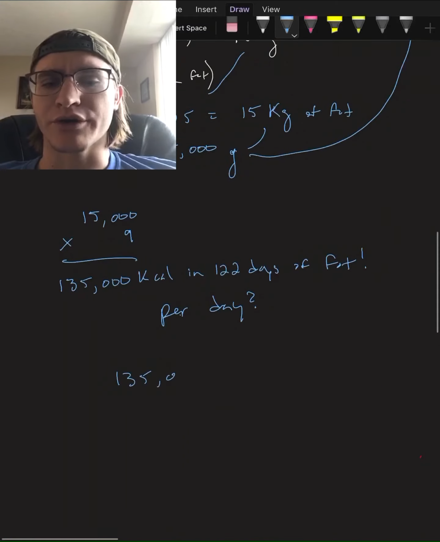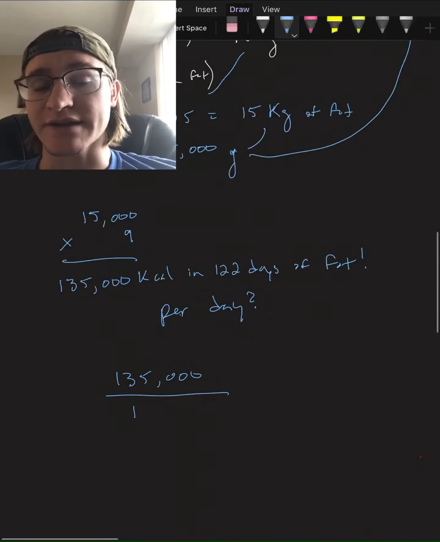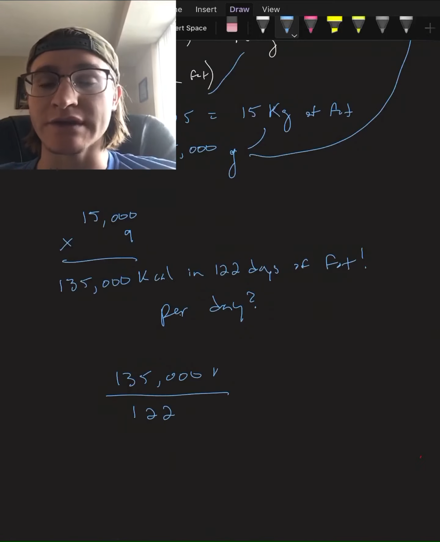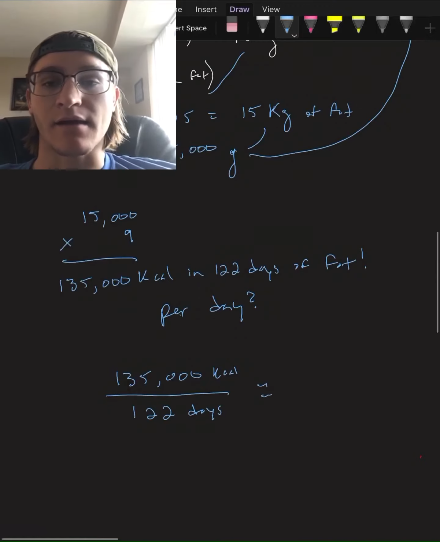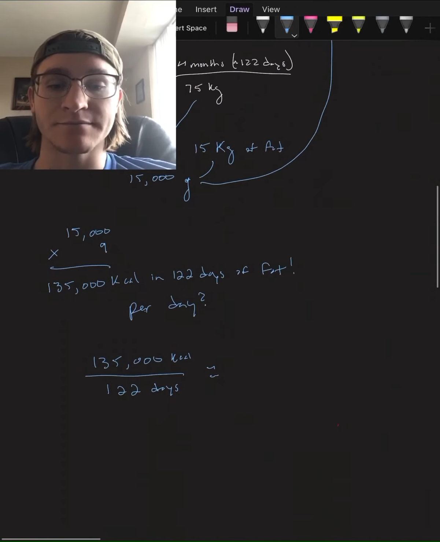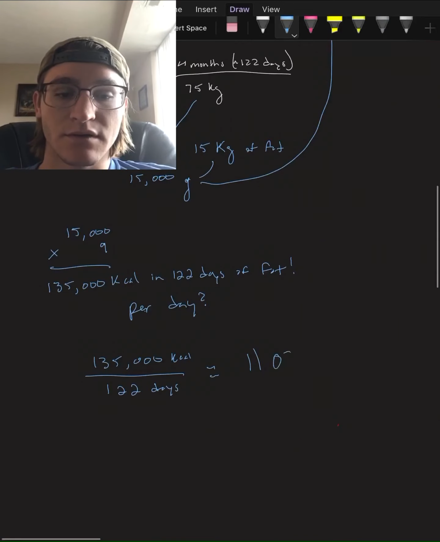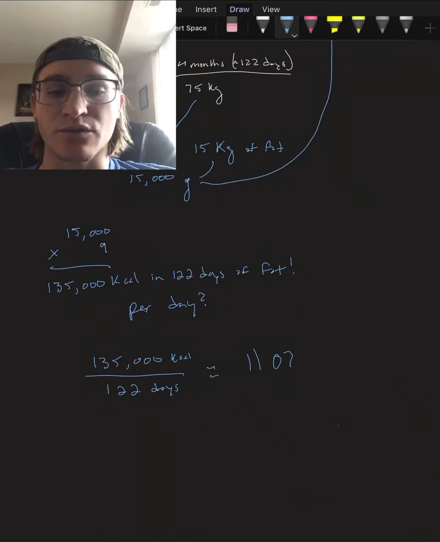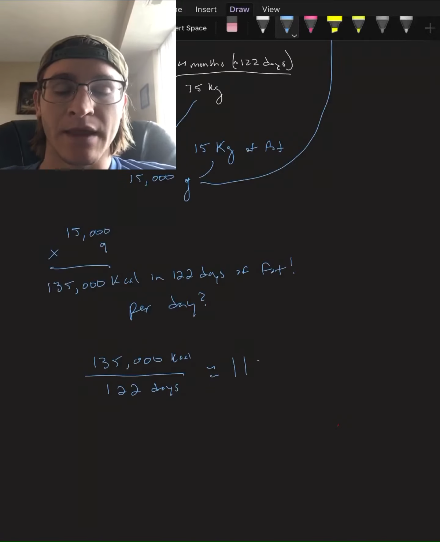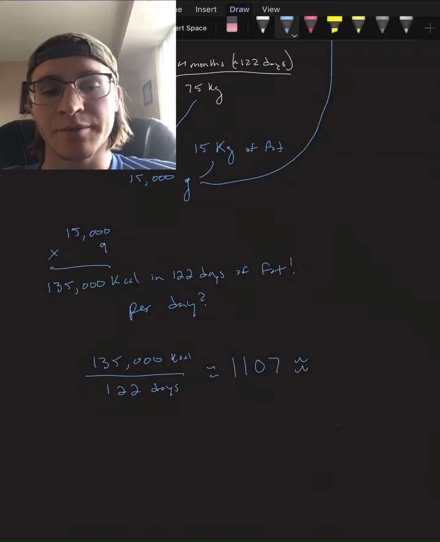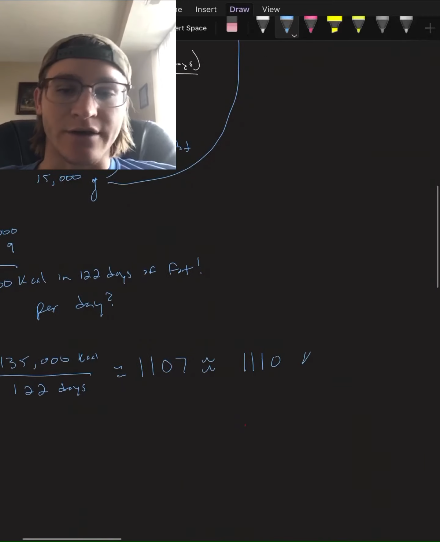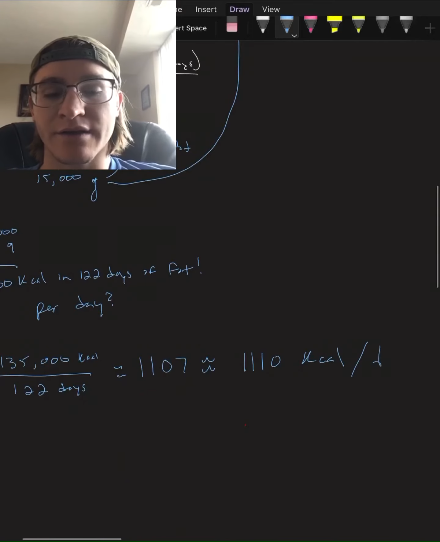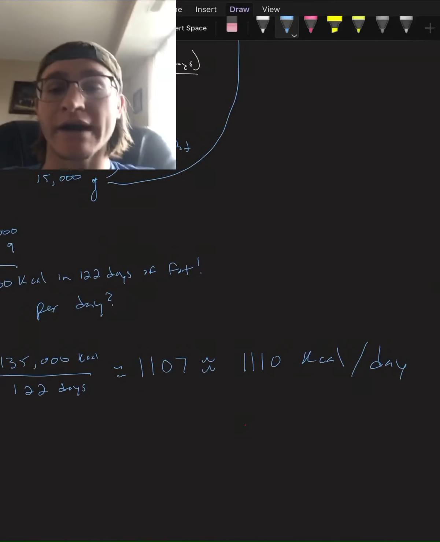So how much do we do per day? Well, we're going to take our 135,000 kilocalories and divide it by 122 days or 4 months to get our daily loss or our daily caloric deficit. So it's going to be approximately 1,107 kilocalories. I'm going to draw it a little bit prettier. And I'm going to round, like I've been doing all the other numbers, to about 1,110 kilocalories for easy calculations. So 1,110 kilocalories per day is our caloric deficit.